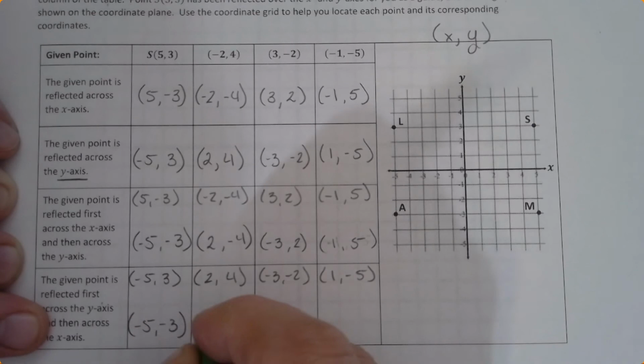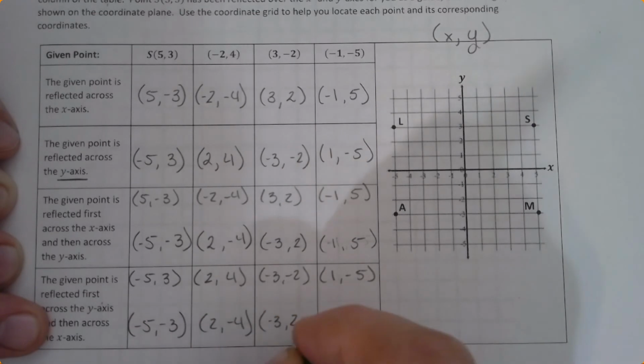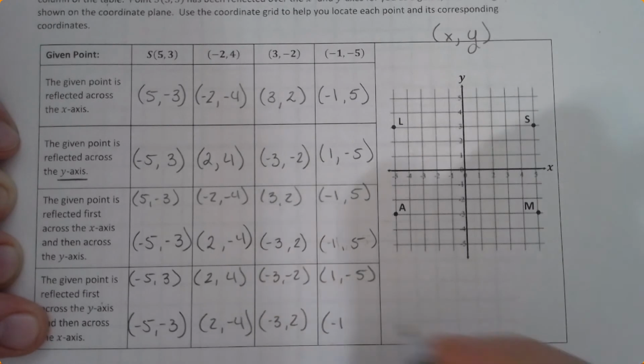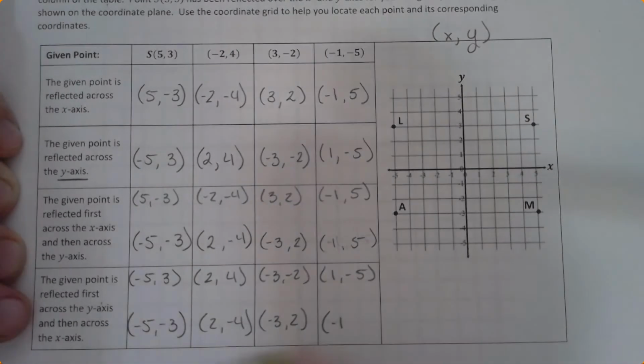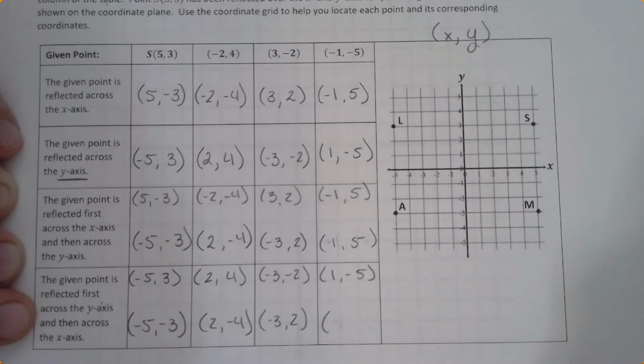Now we get a 2, -4. Now we get a -3, +2. And now we get a +1, -5.